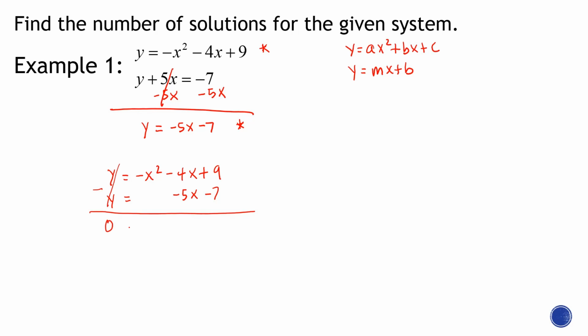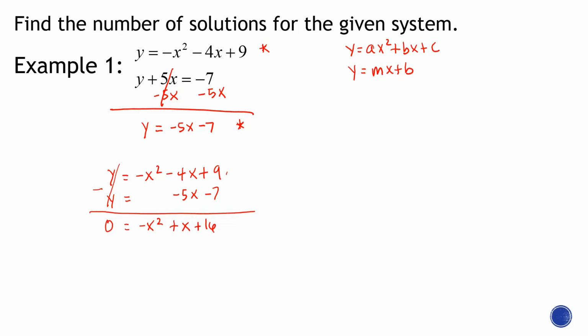y minus y is equal to 0. We bring down negative x squared. Negative 4 minus negative 5. Every time you hear minus negative, that will be plus. So it means negative 4 plus 5, which is plus x. Next, 9 minus negative 7. Again, every time you hear minus and negative at the same time, that will be plus, which means 9 plus 7, that's 16.